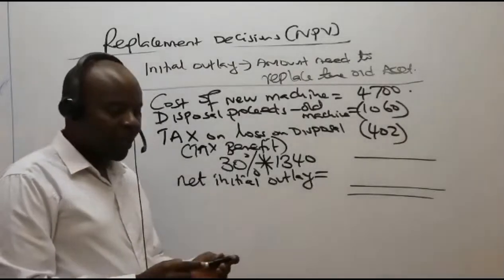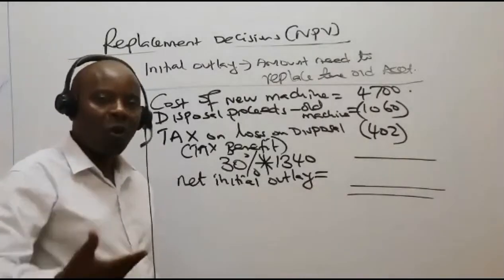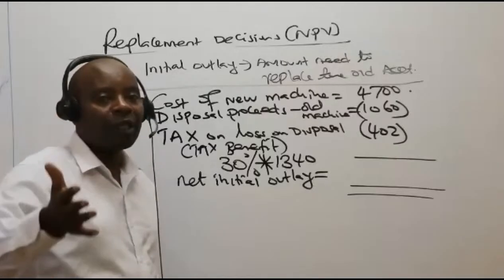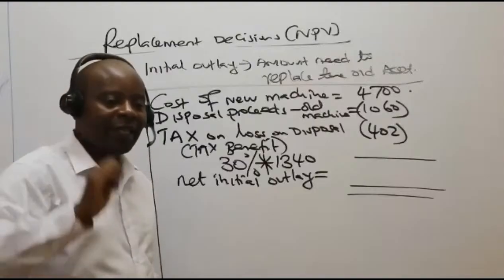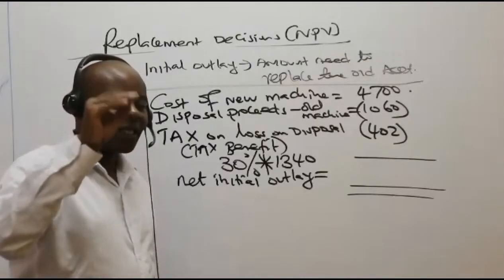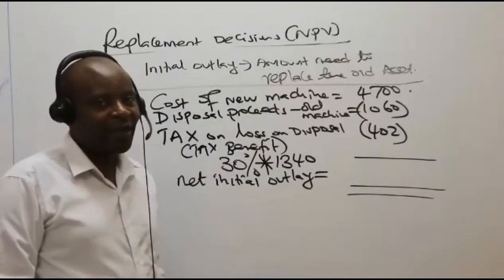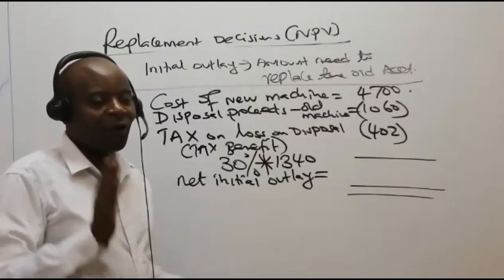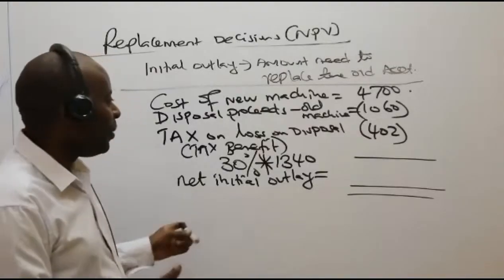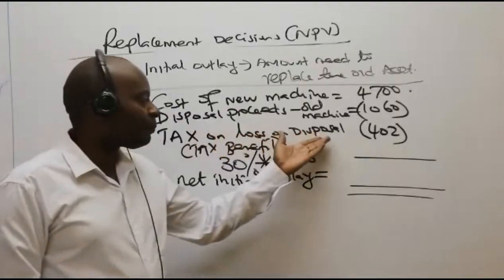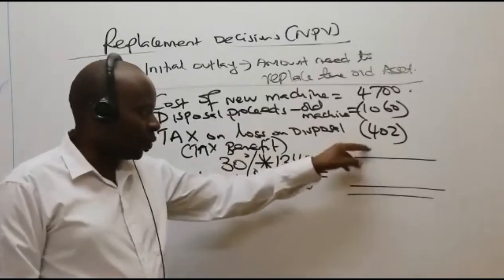A good question there. What if we make a profit on disposal? If we make a profit on disposal, of course, we'll also be expected to pay tax on that. Although in the many years that I've taught, I've never seen a replacement question where the old asset is sold at a profit. It will be very hard. All of them, we are making a loss. Should we make a profit on disposal, that becomes an expense on us, so we would do the opposite of this, which is adding.